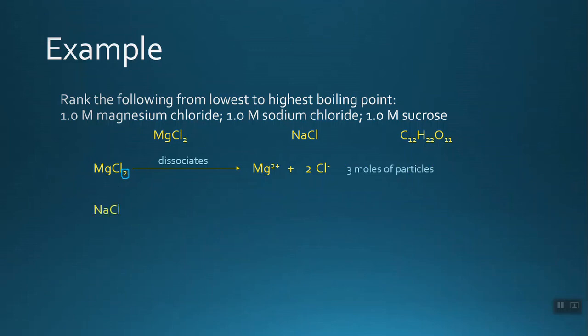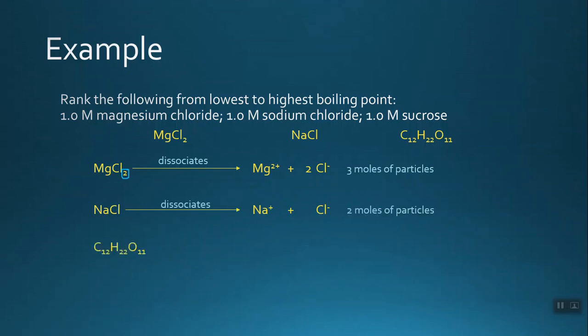Let's take a look at sodium chloride. Sodium chloride, is it ionic or covalent? It's ionic, so we know that it'll dissociate, okay? What will it dissociate into? It'll dissociate into Na+ and Cl-, okay? Do we have to put any coefficients in front of our ions? No, because this is just 1 and 1, okay? So 1 mole of sodium chloride dissociates into 2 moles of particles.